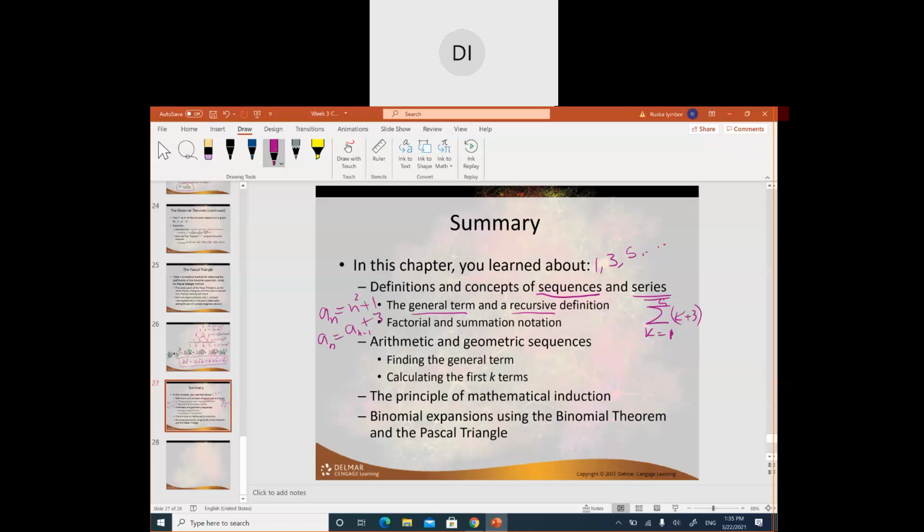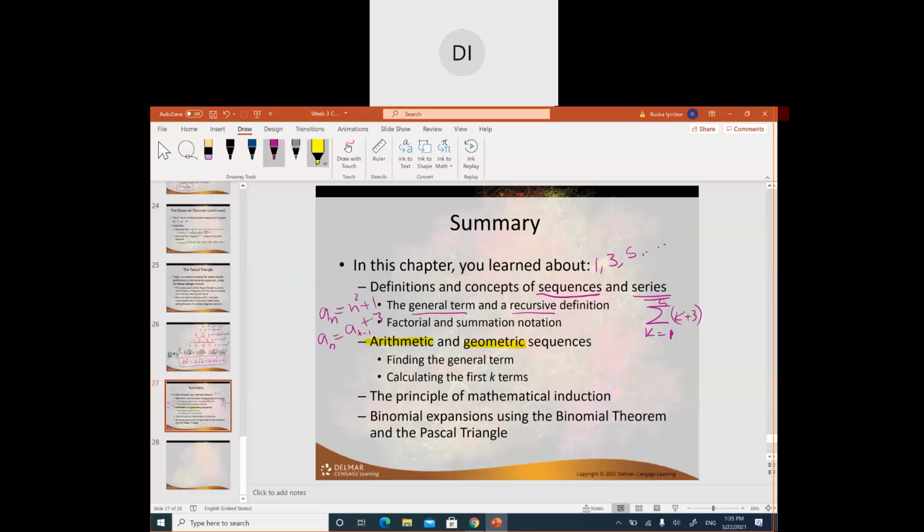We also talk about arithmetic and geometric sequences. So these are the ones with the big formulas. Finding the general term, you have a formula for that. Calculating the first k terms, if you have the formula, it's easy to calculate the terms. Arithmetic sequence is a sequence where you add or subtract the same number. Geometric is when you multiply or divide by the same number.